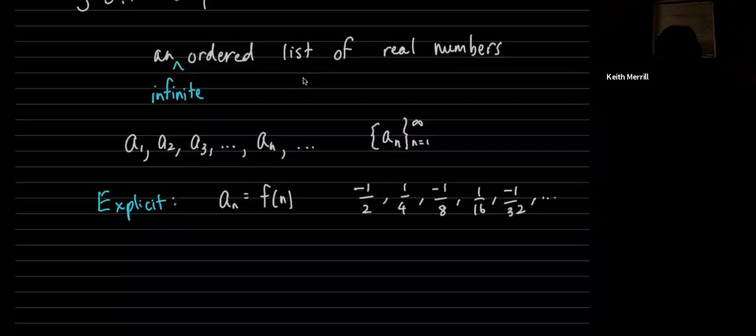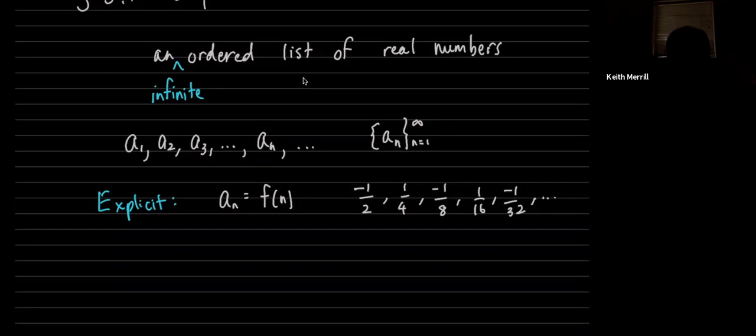Here we go, sorry. So now you can see the terms that I was writing. So we have a sequence here given by -1/2, 1/4, -1/8, 1/16, -1/32. It goes on, and we want to understand, is this an explicit sequence? And indeed, in this case, it is.